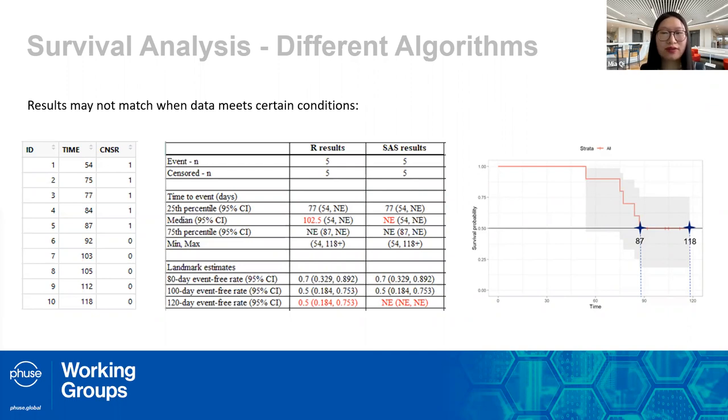In general, for the median estimate, R and SAS use the same logic. However, when the data meets certain conditions like this data, there could be slight differences in the algorithm, so you will see the discrepancies. There's also another case. It depends on how you write the SAS code, and if the data meets certain conditions. Due to the time constraint, we did not list it here, but it can be found in the GitHub repo.